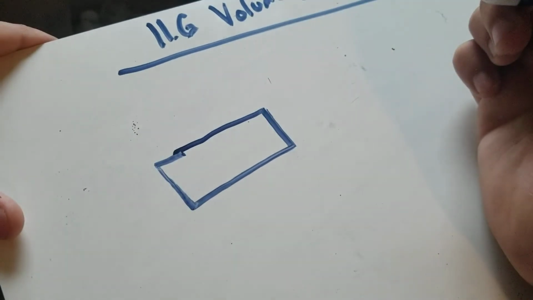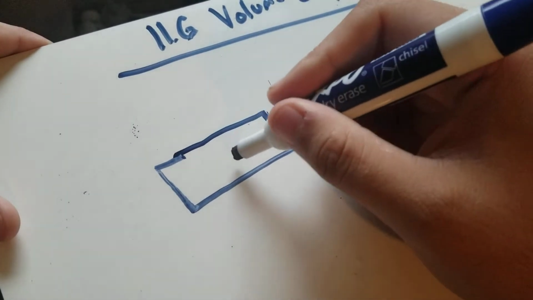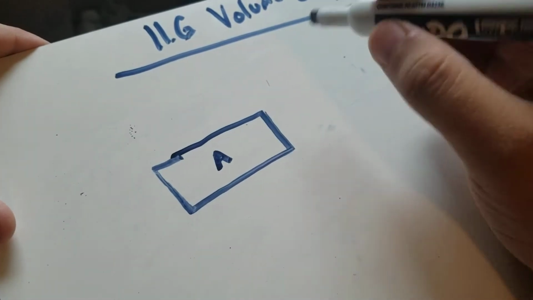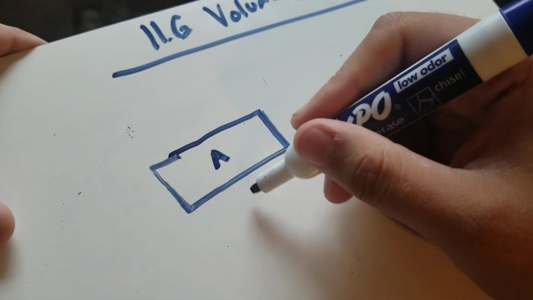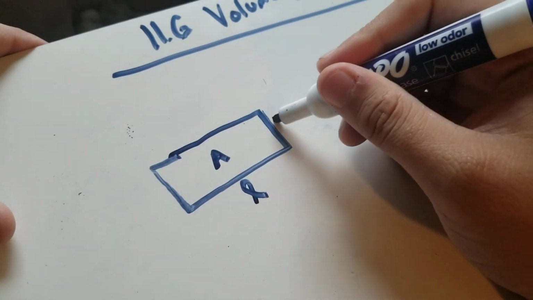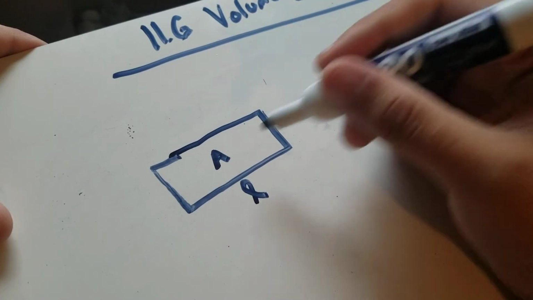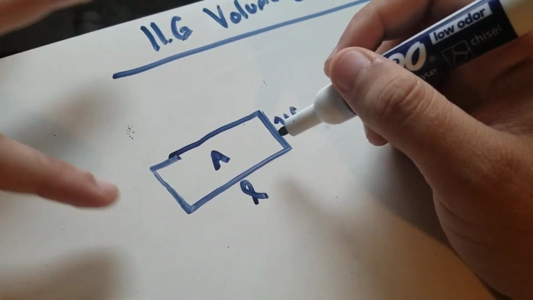Let's take a rectangle here. Well, this rectangle has some amount of space in it, right? It has some area. The area of a rectangle is length times width. I don't think anyone's going to disagree with me on that. So the area of this rectangle is length times width.